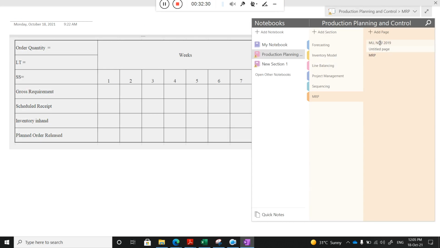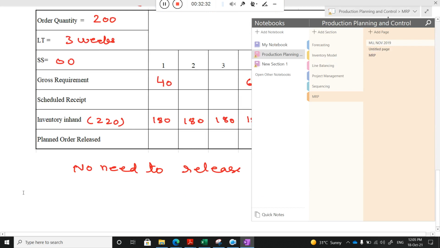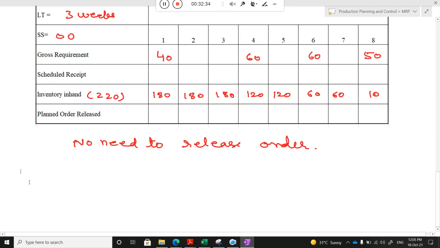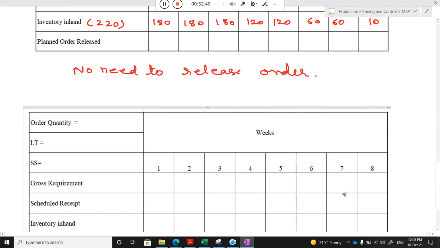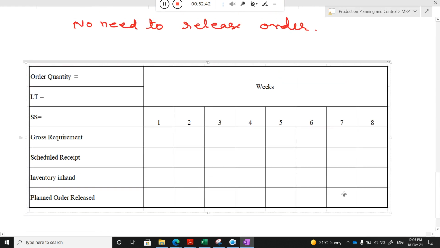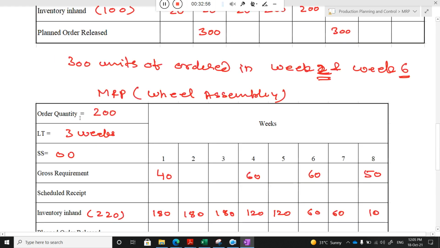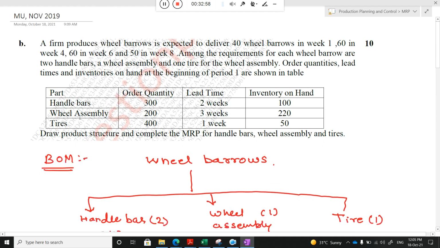So I go to the numerical again. Okay, so this one is the MRP for the tire. What is the order quantity, lead time, and inventory in hand? I need to check first in the inventory table.